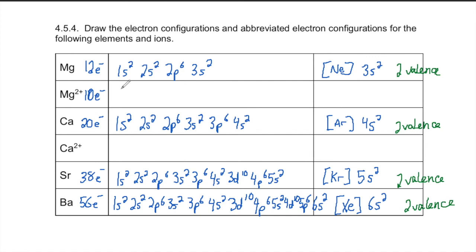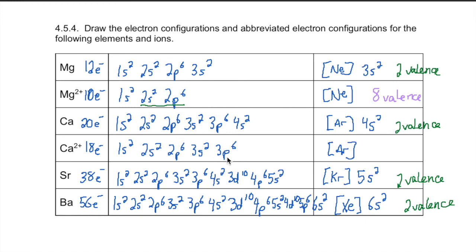Magnesium with a +2 charge has 10 electrons, and so it has the same electron configuration as neon with 8 valence electrons. Calcium with a +2 charge has 18 electrons, which is exactly the same as argon.